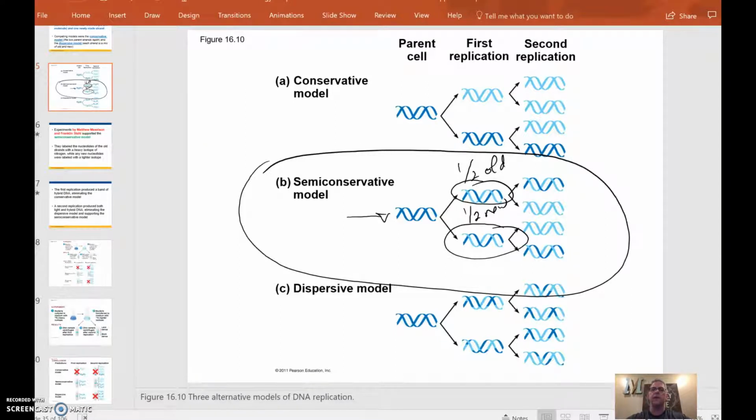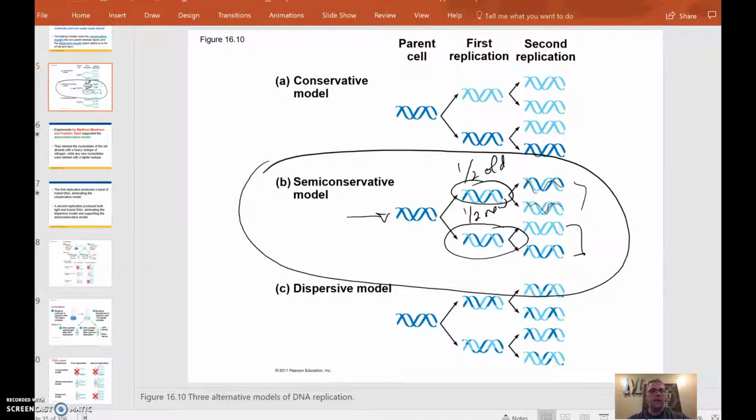And then when we go to the next replication, which in this case would be replication number 2, you're going to notice that this dark blue strand will appear up here, and with it will be a new complementary light blue strand. And the same thing is going to happen here. One of these light blue strands is going to be shown here, and there's going to be a new complementary strand with that. And you're going to get the exact same thing here.